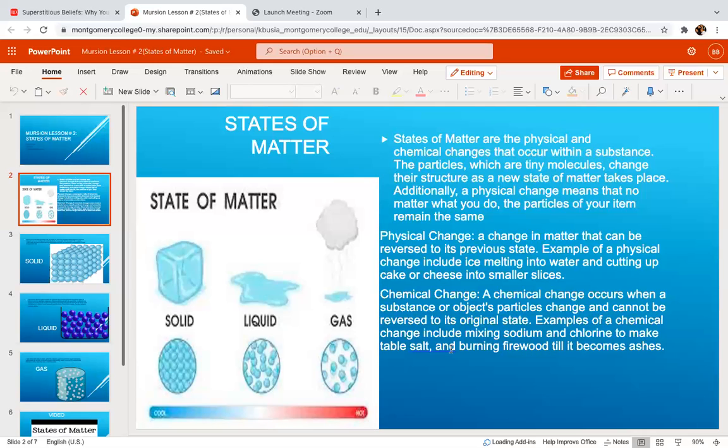A chemical change is when a substance or an object cannot be reversed to its original state. Examples of that include mixing sodium and chlorine to make table salt and burning firewood until it becomes ashes. Now, who can tell me what is in this picture?